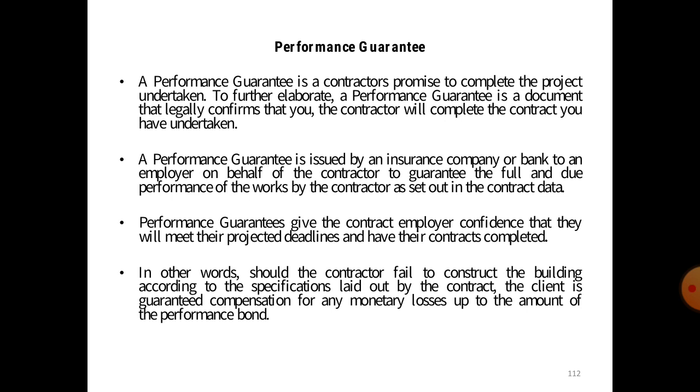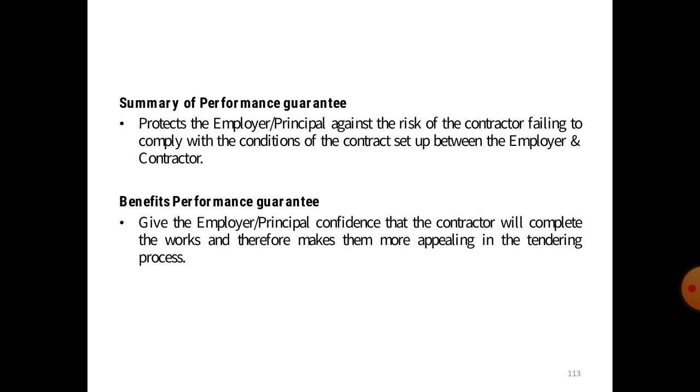A performance guarantee gives the contract employer confidence that they will meet their project deadline and have their contract completed. In other words, should the contractor fail to construct a building according to the specification laid out by the contract, the client is guaranteed compensation for any monetary losses up to the amount of the performance bond.